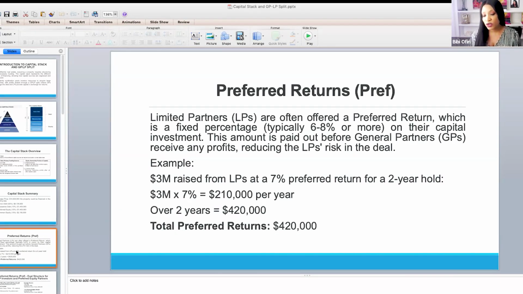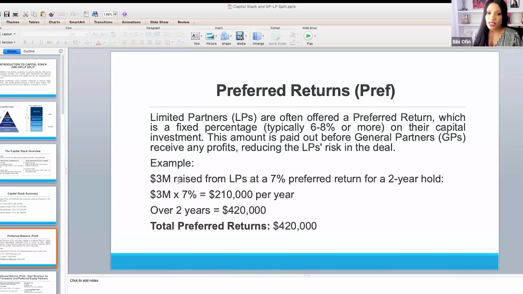If you're a GP, this is important because we're told not to structure a deal with preferred returns. Well, me, I'm telling you, you can structure a deal with preferred returns, but put at the back of your mind that you should invest in that deal as a limited partner so that you have guaranteed returns as well as a limited partner.